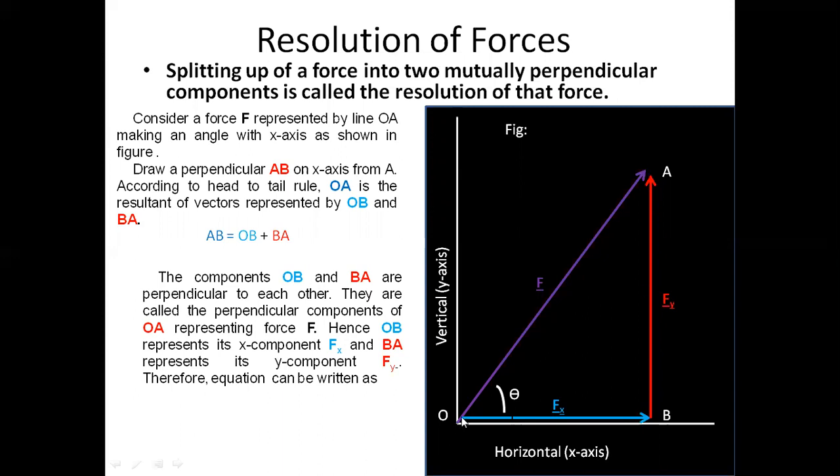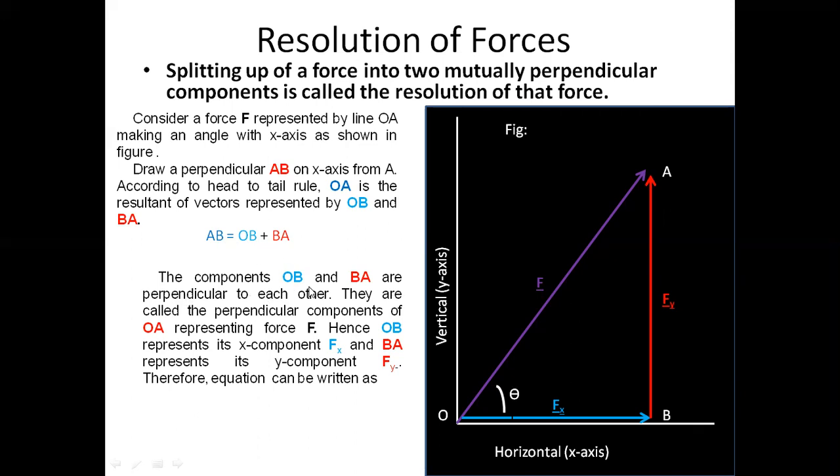Now by the head to tail rule, the tail of the resultant vector is at the tail of the first vector, which is the horizontal vector, and the head of the resultant vector is at the head of the last vector, which is the vertical vector. By that we know OA is the resultant of the vectors OB and BA. So we can write it down like this: OA is equal to OB plus BA.